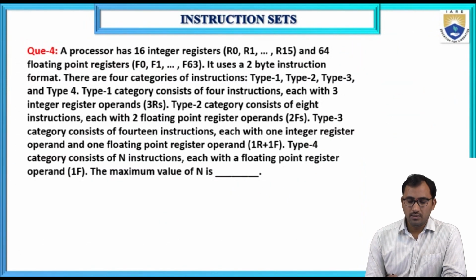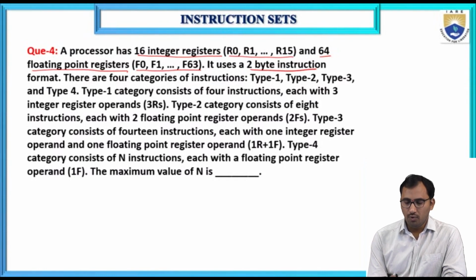And coming to the next one, a processor has 16 integer registers. So the registers are named R0 to R15. So in total we have 16 integer registers and 64 floating point registers, named F0 to F63. It uses a 2-byte instruction format. That means every instruction takes 2 bytes of memory to store.